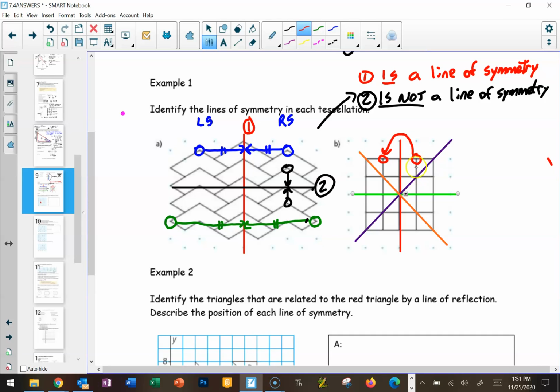And is the line down from that point going to be still vertical when we flip it over? And clearly it is. So that's kind of a check mark right there for that one. Let's look at the purple line.